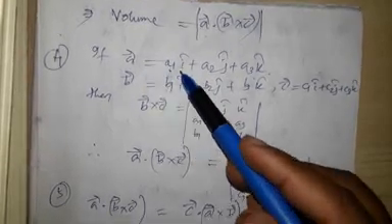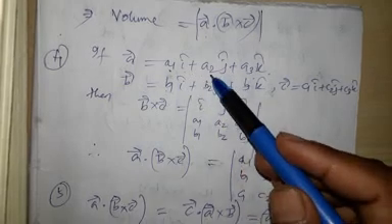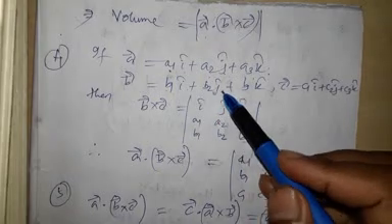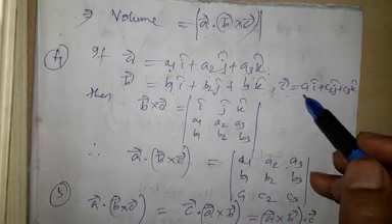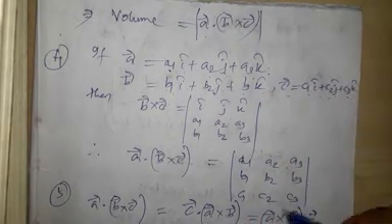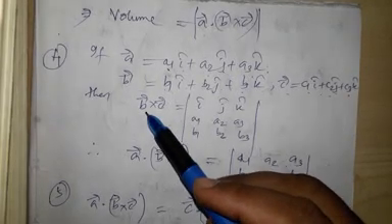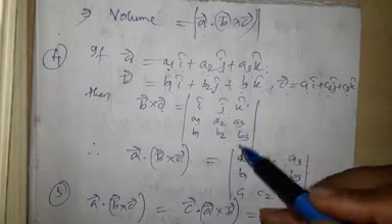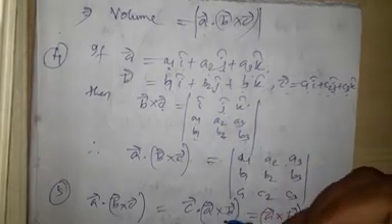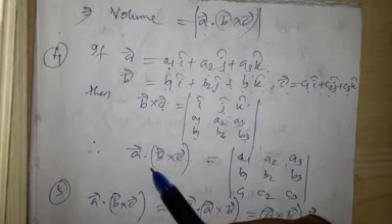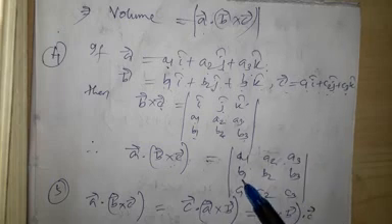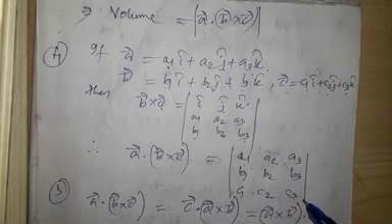If A is equal to A1 i, A2 j, A3 k, B is equal to B1 i, B2 j, B3 k, C is equal to C1 i, C2 j, C3 k. Then first you have to find out B cross C, that is i, j, k, A1, A2, A3, B1, B2, B3. Then A dot B cross C, the scalar triple product, is equal to the determinant of A1, A2, A3, B1, B2, B3, C1, C2, C3.